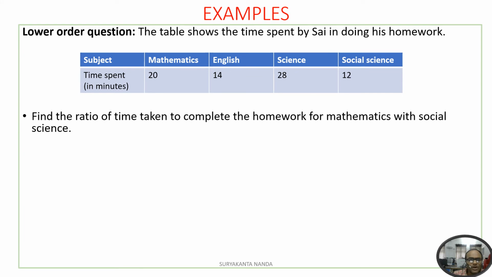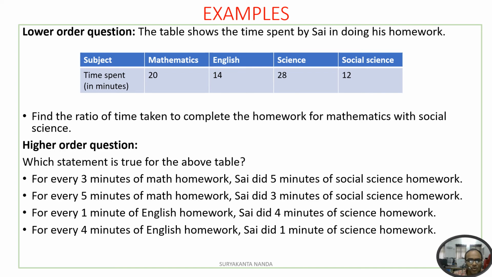Similarly, one lower order question may be of this type. The table shows the time spent by Sai in doing his homework. One table is given. The time spent in mathematics is 20 minutes, in English 14 minutes, in science 28 minutes, in social science 12 minutes. Find the ratio of time taken to complete the homework for mathematics with social science. So instead of asking like this, we may ask in this way also.